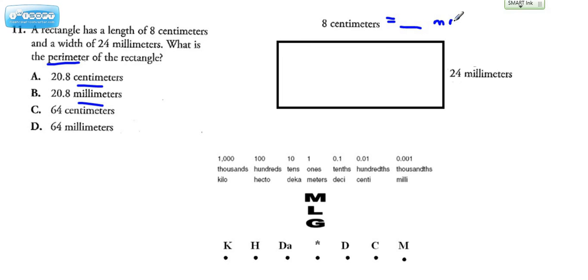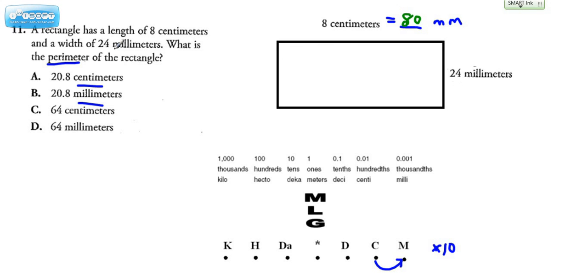Now, if we convert that to millimeters, the best way to do this is to use our King Henry's chart. If we find centimeters on the chart, that's right here, and we're converting to millimeters, it's one decimal jump to the right. So basically, we're just multiplying by 10. We're taking this number and multiplying it by 10. Multiplying by 10 is the same as moving the decimal over 1 to the right, so that becomes 80.